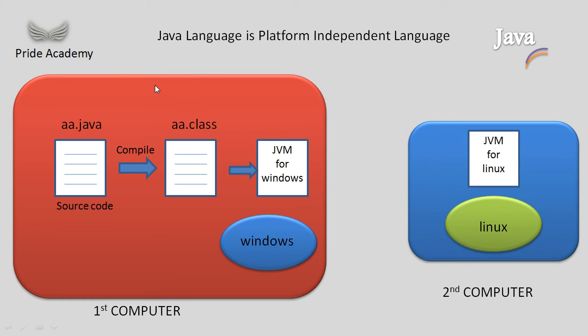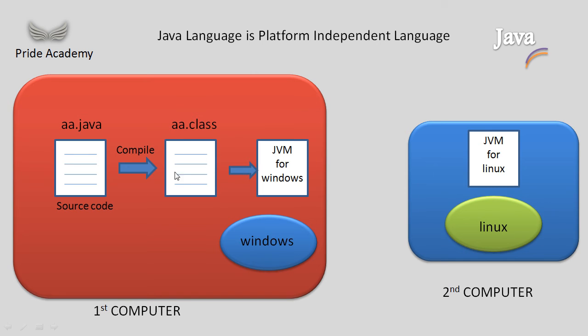So if you see, friends, I have again tried to explain with two computers. This is the first computer, and in the first computer I have written the program in Java language. So when I save the source code, the program which I have written to develop an application, suppose with the file name AA.java, obviously I will compile this file, so compilation will take place. After compilation I will get a file known as a class file, and the file will be AA.class.